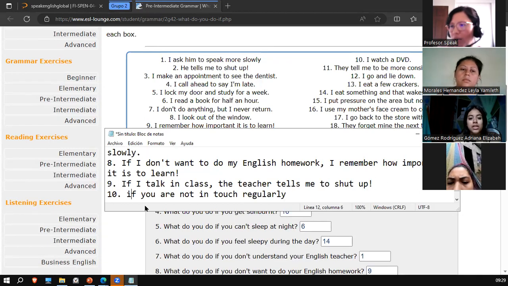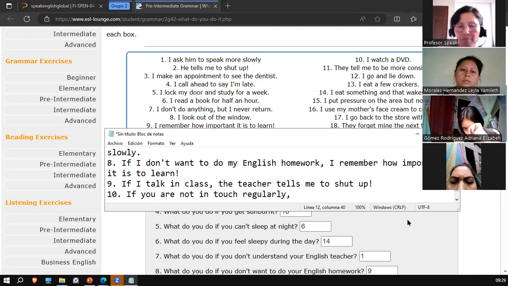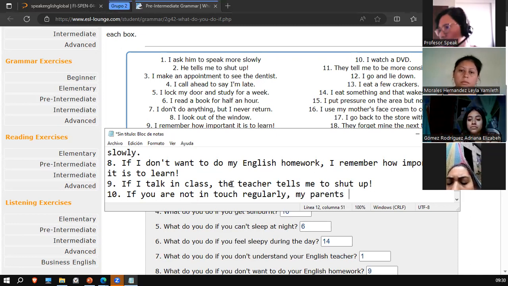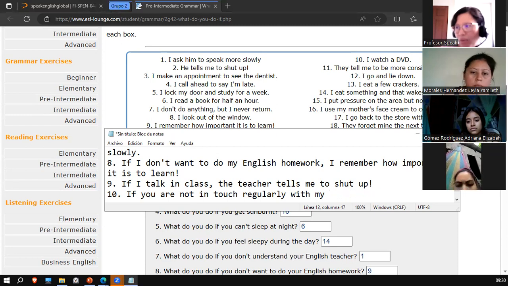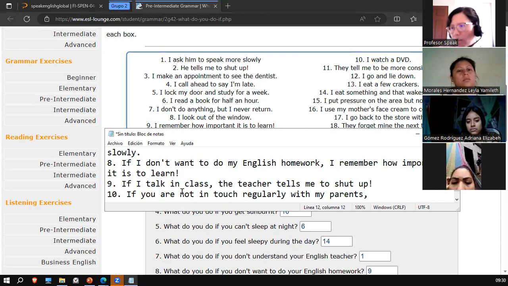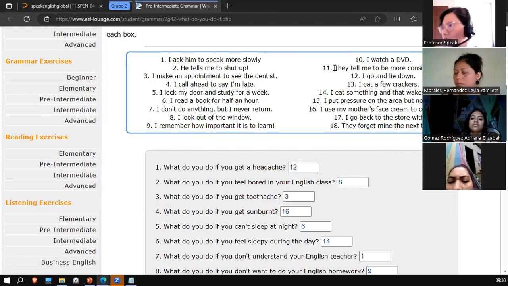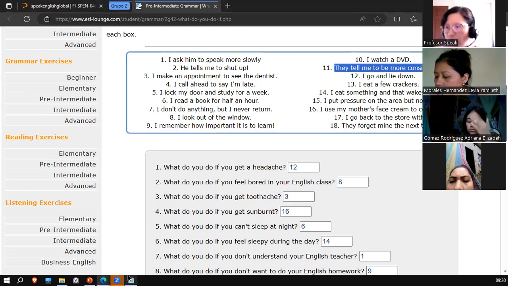If I am not in touch regularly with my parents. If you're not in touch regularly with your parents, let's put it here. With your parents, right? Number 11, they tell me to be more considerate.